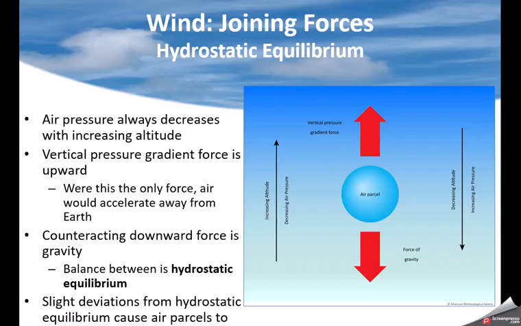A parcel can still move up. If it hits a mountain, for example, it's going to go up. Or maybe it'll come down on the other side of the mountain. But it's going to move at a constant velocity if it stays in hydrostatic equilibrium. So that's the first theory. Now we talked about vertical motions.